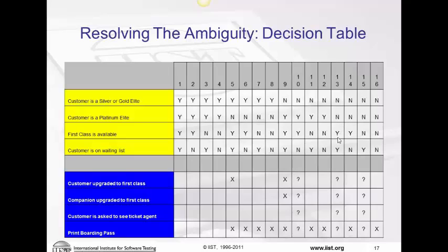The requirement didn't say anything about what happens if the person is not gold or silver or platinum and there is a first-class seat available and he or she is in the waiting list. The requirement didn't tell me that. It also didn't tell me what happens if the person is platinum and there is a first-class seat available, but he is not in the waiting list. Now, what are those first 4 columns that I left blank?